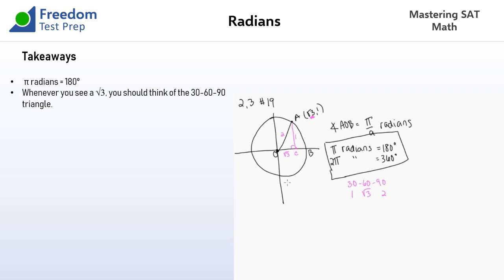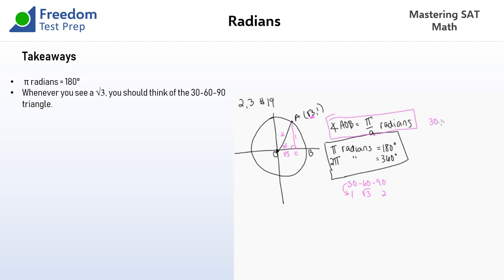Okay, great. Now let's see, what is the question asking? The value of A. The side opposite the 30-degree angle is 1, so AOC is our 30-degree angle. Now we come back up here to AOB equals pi over A radians. Well, we now know AOB is 30 degrees.